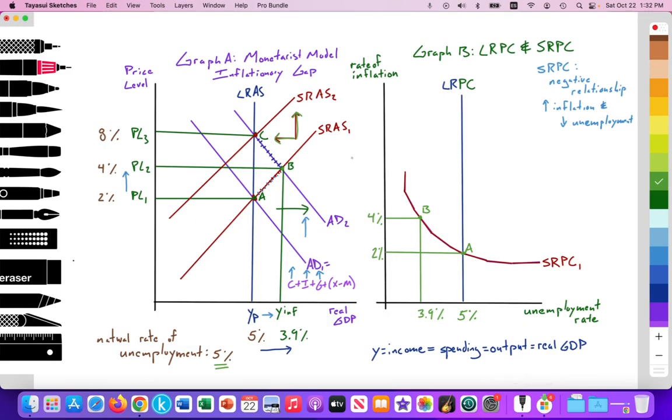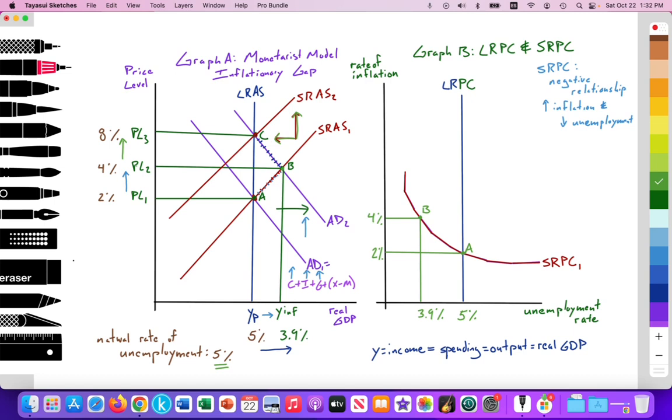So again, we have the scarcity of resources causing wages, rent, interest to rise, and with the supply shock caused by the Russian-Ukrainian war, SRAS also increasing, causing prices on average to rise from PL2 to PL3. So SRAS1 shifts in or upwards. Now we're at this long-run equilibrium of point C.